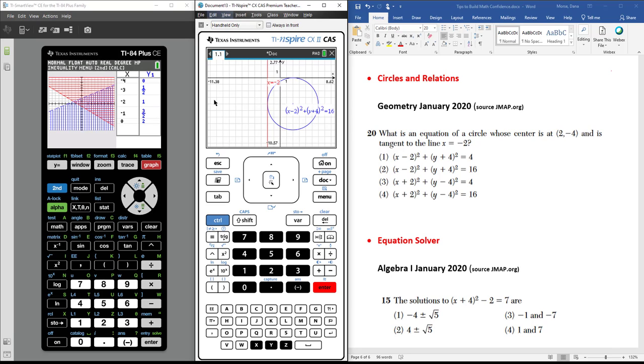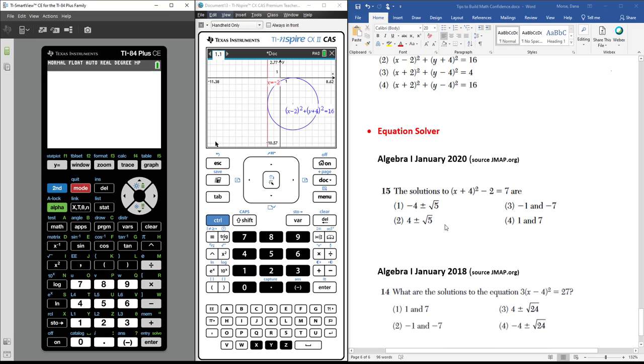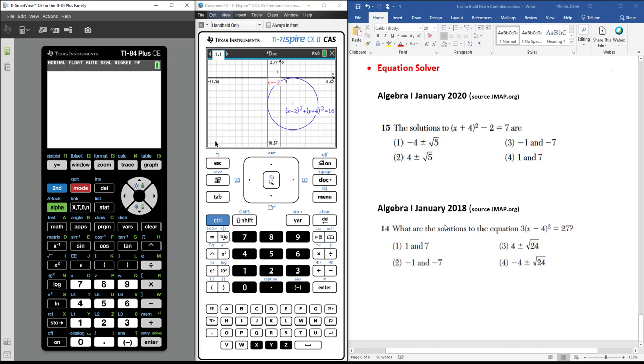Wonderful. Unfortunately, the 84 does not have relation graphing. It does have an app for conics, which is nice. It doesn't do everything we're looking for, but it will assist. Time-wise, 6 minutes. Equation solver, and I think, oh, perfect timing. Just finishing up right where I want it to be.